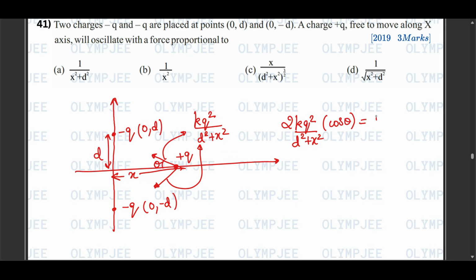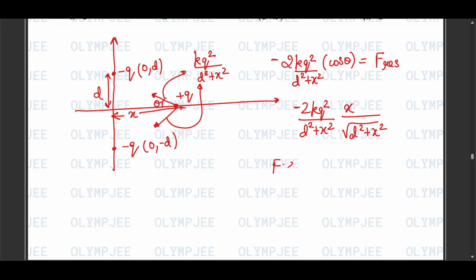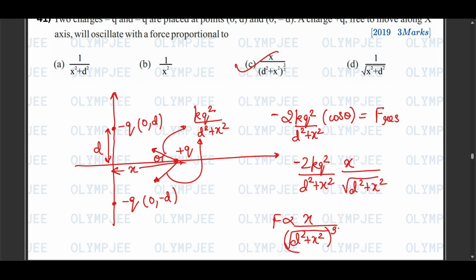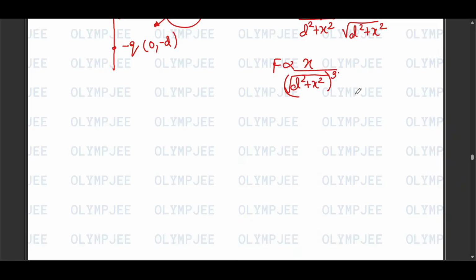So the restoring force is this, and it is in the minus i direction. So I will take a minus sign because it is a restoring force. So minus 2kq square by d square plus x square, and cos theta will be equal to x divided by root of d square plus x square. So the force will be proportional to x by (d square plus x square) raised to the power 3 by 2. So this will be equal to option C. So the answer of 41 is C.